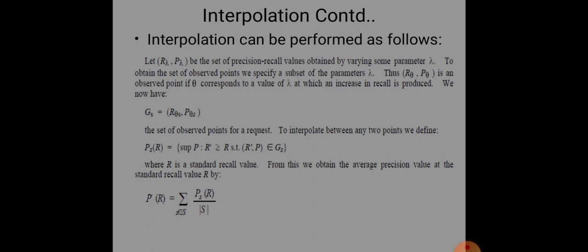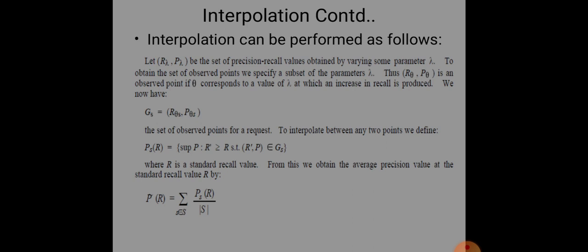To interpolate between any two points, that is, here we are trying to find the values in between any two observed points, we can define that as Ps of r equal to the supremum of p, where r dash should be greater than or equal to r, such that (r dash, p) should be an element of this set GS. Here SUP means supremum, that is the local maxima. ST means such that. So here we are trying to interpolate the values in between two observations.